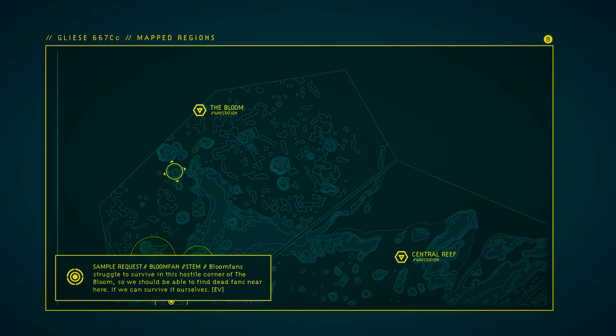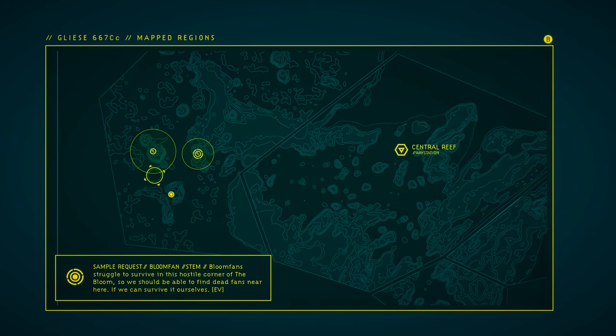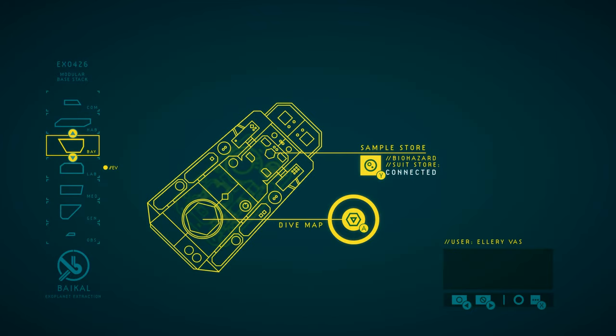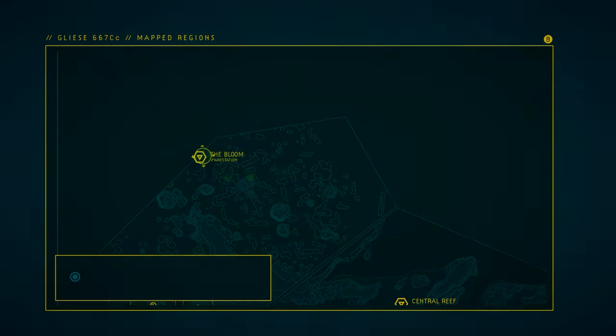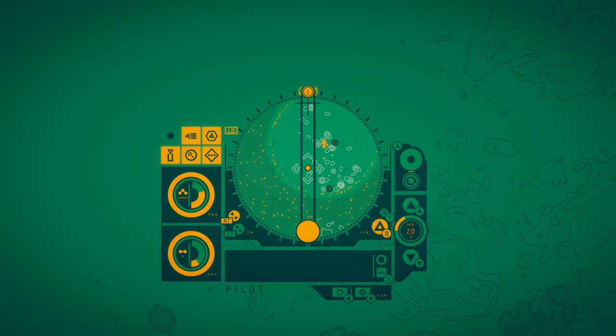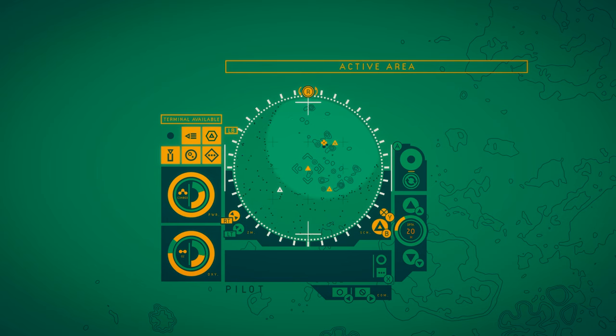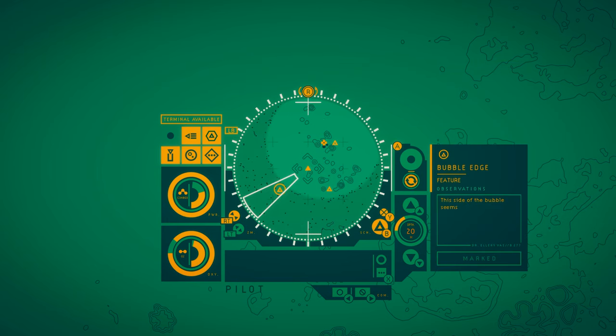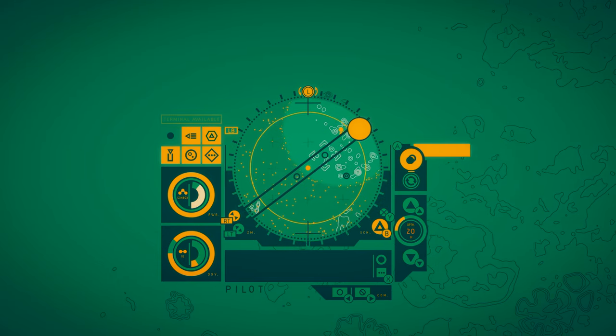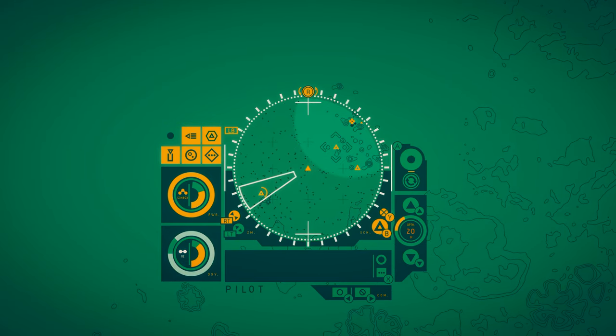So we need to go west. Try to go west as much as possible to try to go through here. Then we should be able to make our way down. Let's try to speed it up. Oh, I never went there. Bubble Edge. Yeah, let's not read it. I gotta go fast. Yeah, this is the way to go.